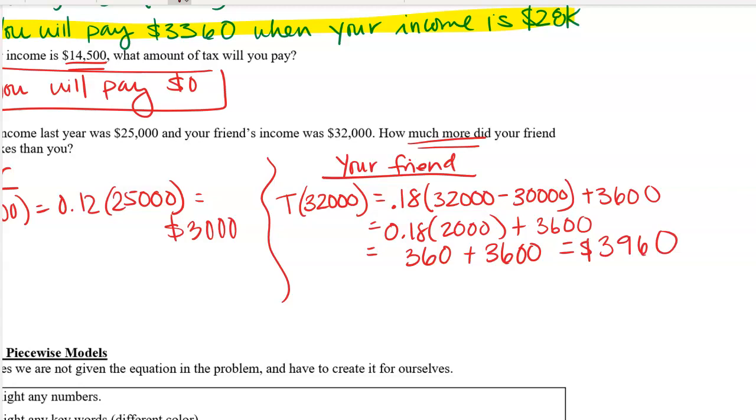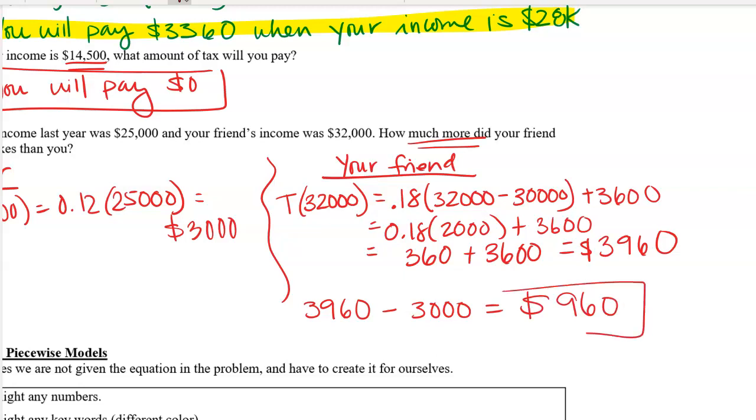But are those the answers? Do we box those up? No. What do we do now to find how much more your friend has to pay? So you subtract it. Yep. So 3,960 minus 3,000. So your friend would pay how much more? Your friend would pay $960 more than you. Okay.